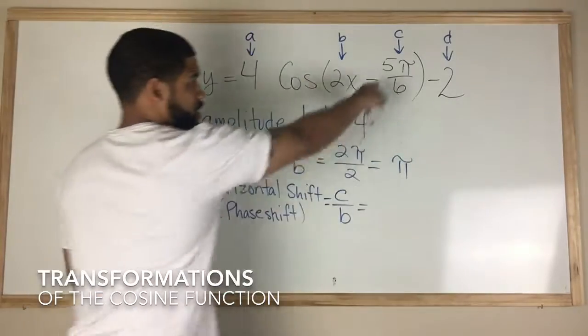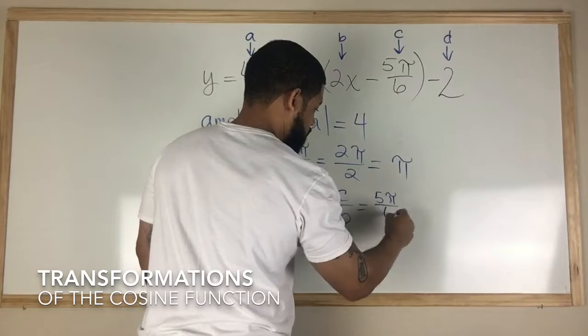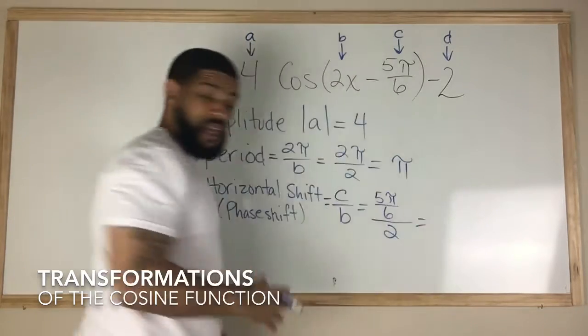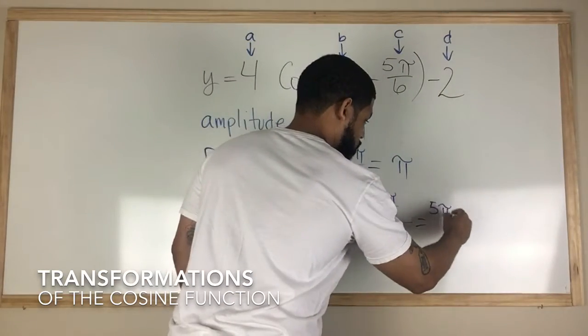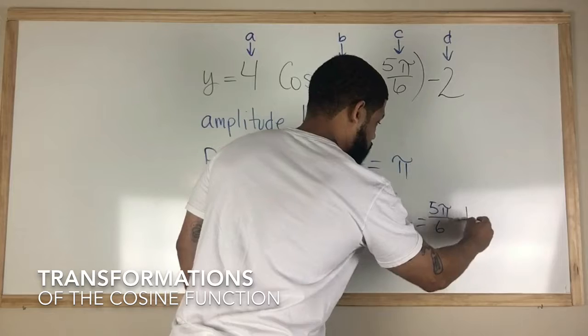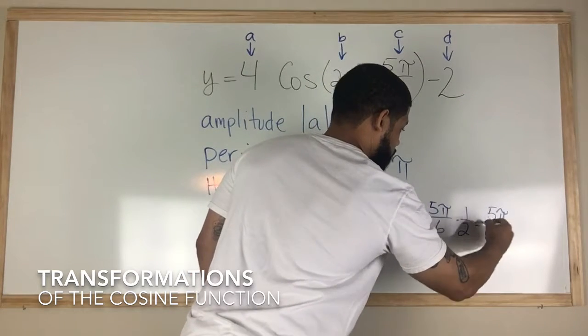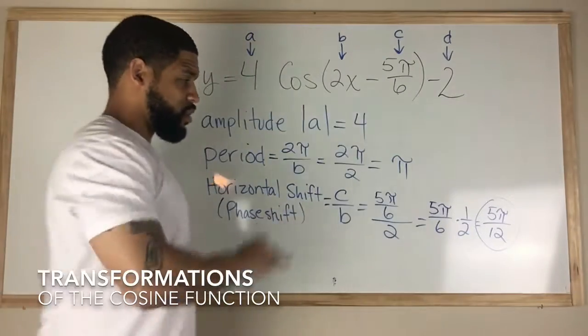In this case, c is 5 pi over 6, and then it's divided by b, which is 2. So we have to simplify that. We have 5 pi over 6 times 1 over 2, which gives me 5 pi over 12. Okay, 5 pi over 12. I know that's a lot.